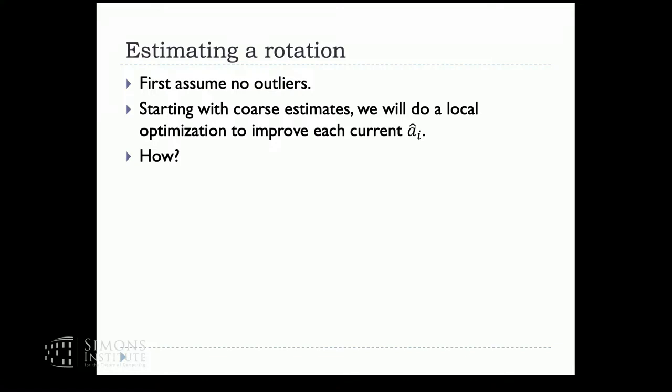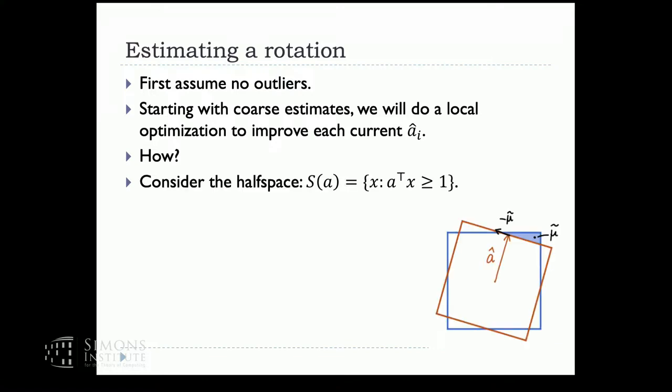How do you do local search? Gradient descent. Okay, one second. Yeah. So how do we do that? Right? We have to be a little bit more careful.